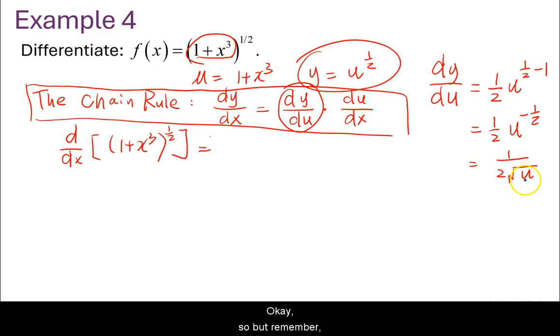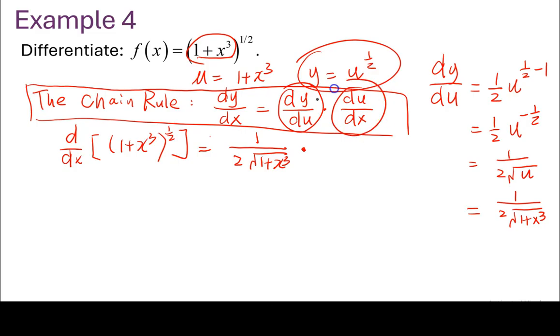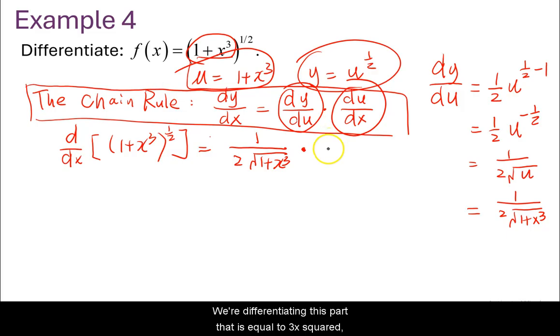Okay, but remember, u is not really u. u is 1 plus x cubed. So you can here basically replace u with 1 plus x cubed. Okay, so that's the dy/du part. That part is 1 over 2 times square root of 1 plus x cubed, times du/dx. So what is du/dx? We're differentiating this part. That is equal to 3x squared, right? That's it.